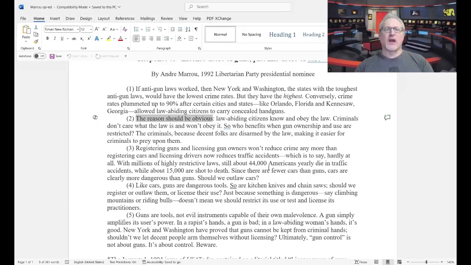And in fact, I don't think that there is a relationship of inference between them because they are kind of talking about different things. Let's read paragraph number two. Law-abiding citizens know and obey the law. Criminals don't care what the law is and won't obey it. So who benefits when gun ownership and use are restricted? The criminals, because decent folks are disarmed by the law, making it easier for criminals to prey upon them.